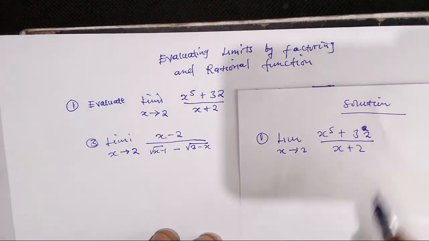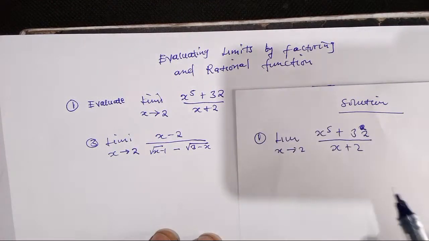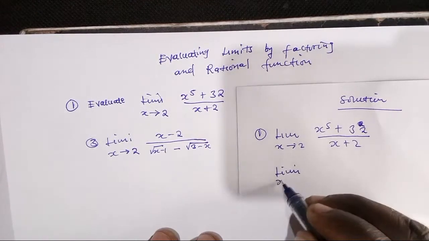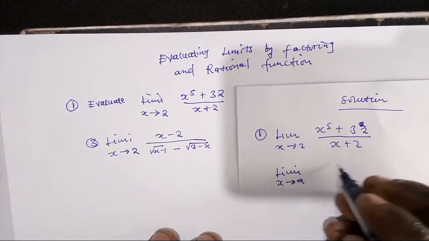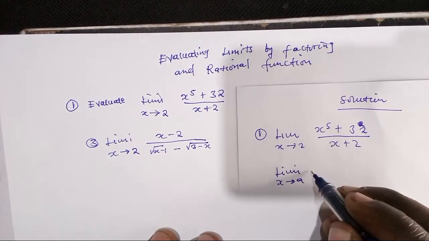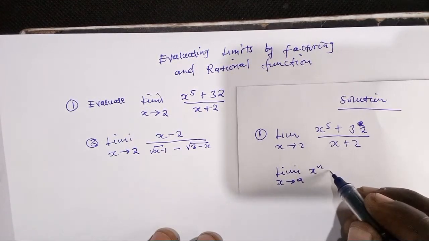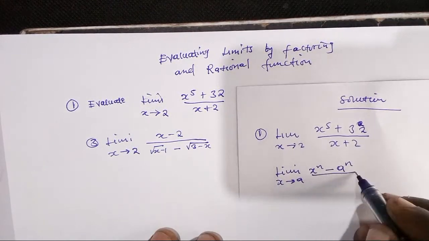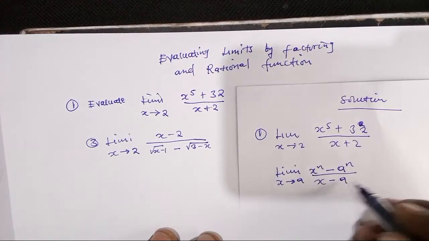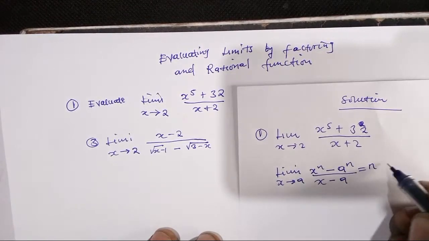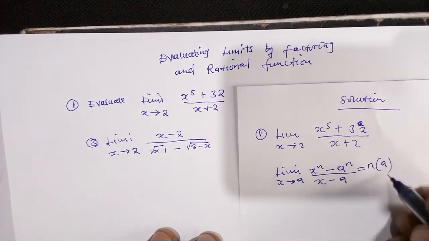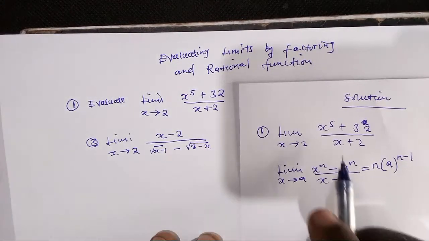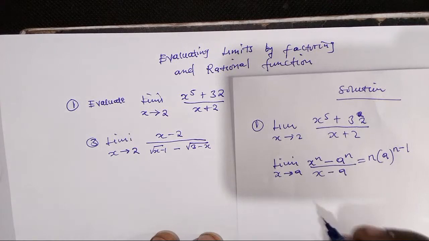Now let's get started. For you to answer this kind of question, you must know this formula: the limit as x approaches a of (x^n minus a^n) over (x minus a) is equal to n times a to the power n minus 1. This is a formula which you must use to solve this kind of question which we are having here. So let's get moving.